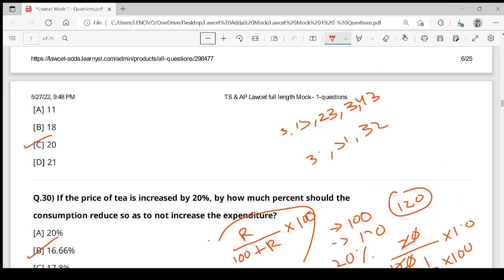So this is the end of the session. There are 30 questions in section A, including both GK and mental ability.